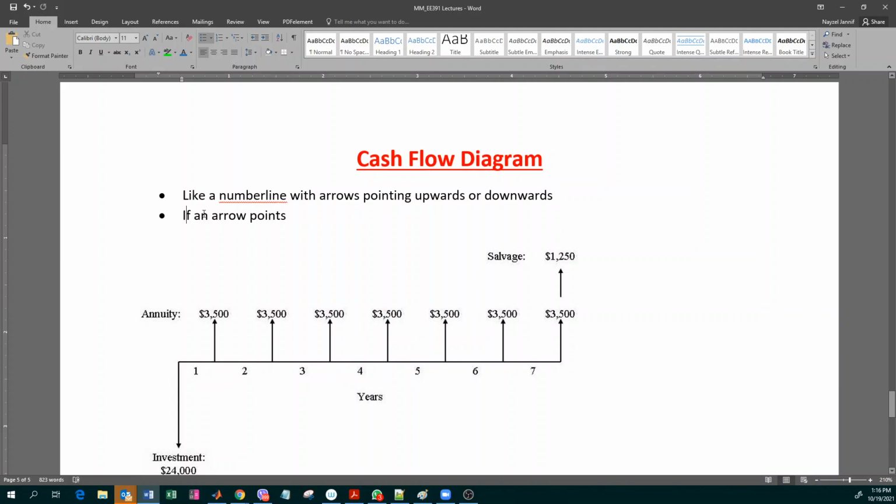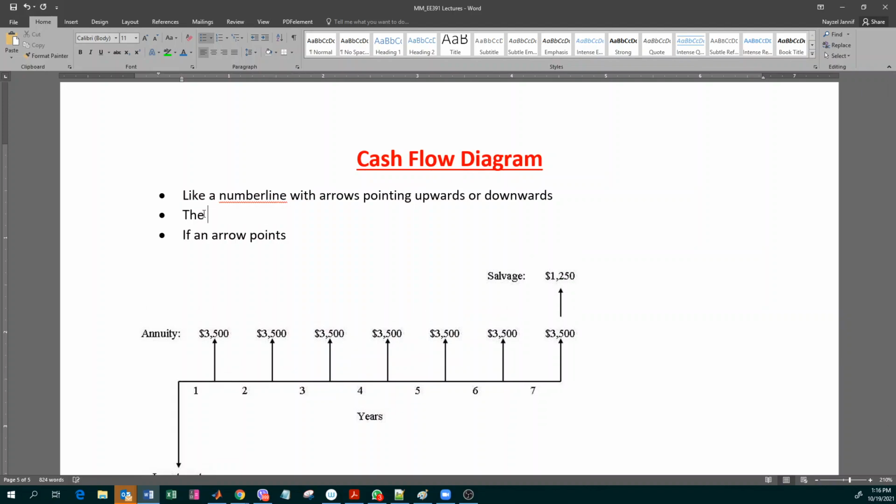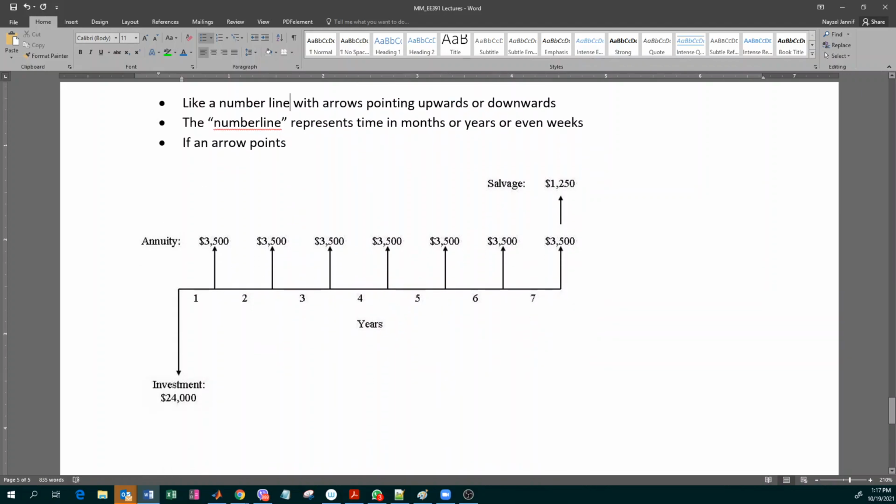All right, okay. So the number line represents time, right? It can be in months or years, or even weeks. All right, okay. Can you see this number line? Okay, I'll show you another one. Let me show you another one.